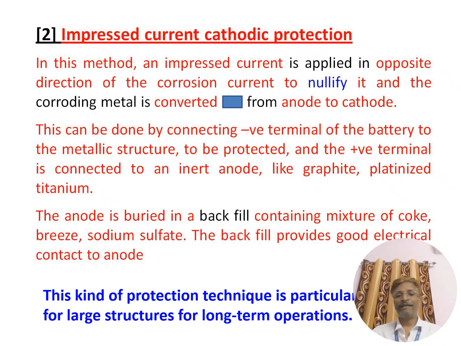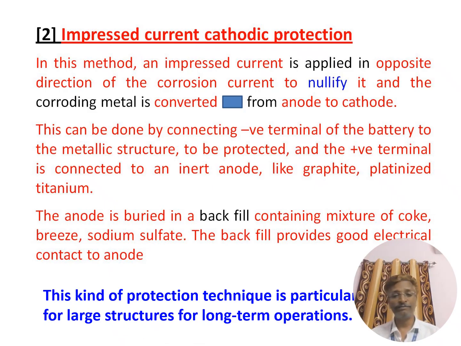So this can be done by connecting the negative terminal of the battery, that is the electron supply, to the metallic structure to be protected. And the positive terminal is connected to an inert anode like graphite and platinized titanium. The anode is buried in a backfill containing a mixture of coke breeze and sodium sulfate. The backfill provides good electrical contact to the anode. This kind of protection technique is particularly used for large structures for long-term operation.